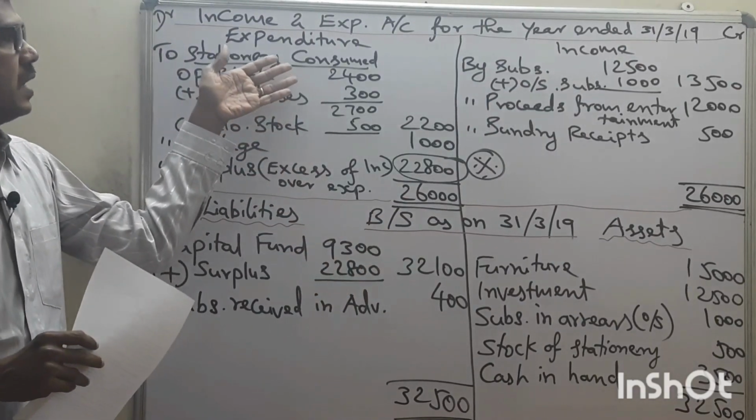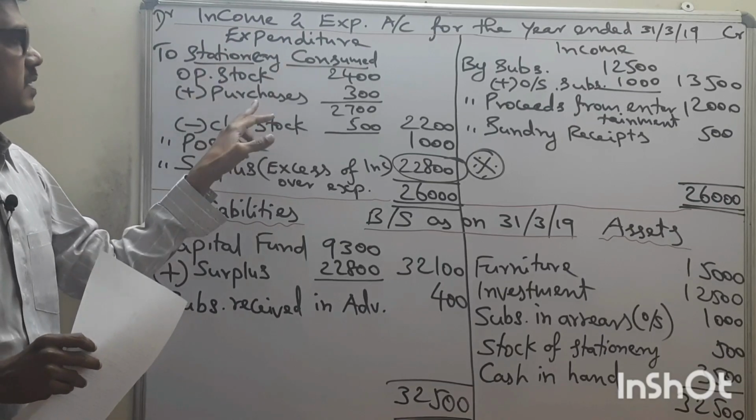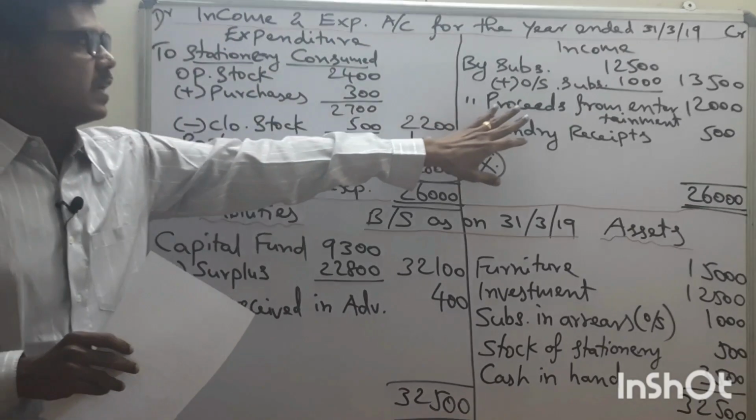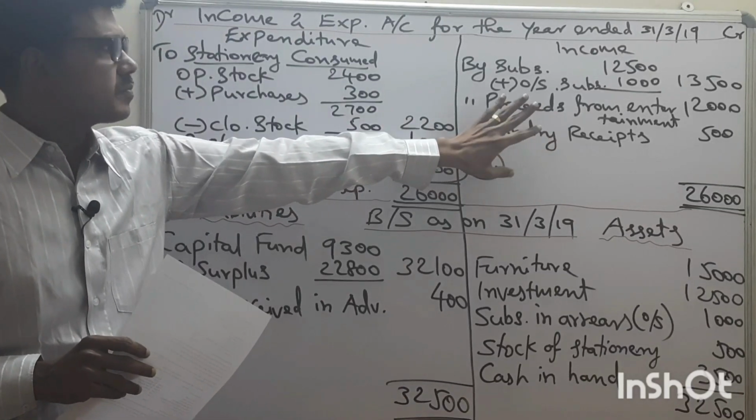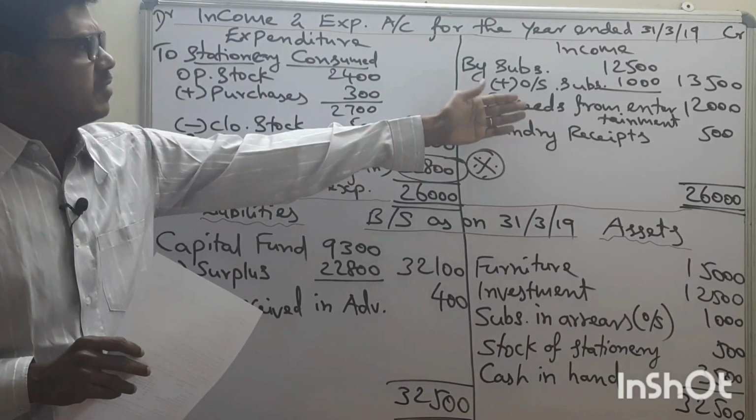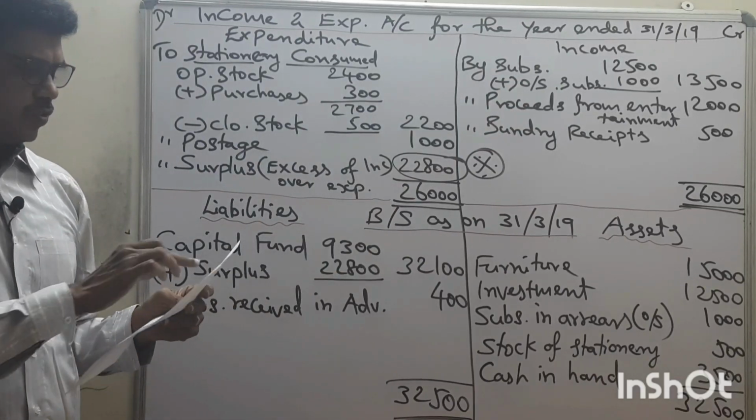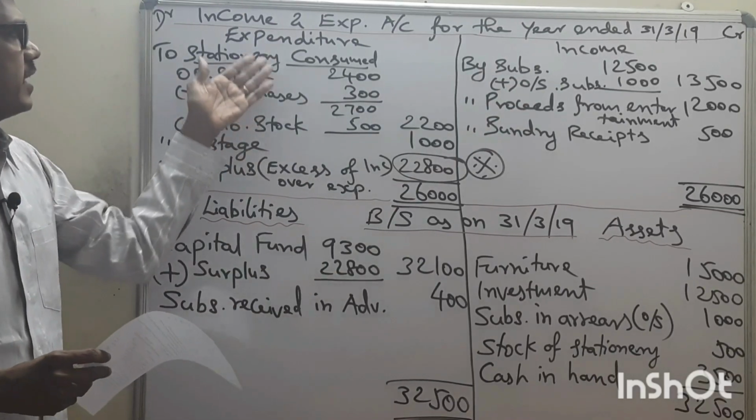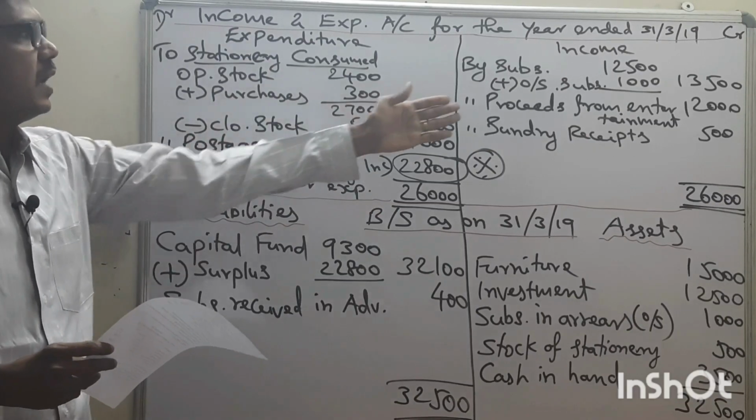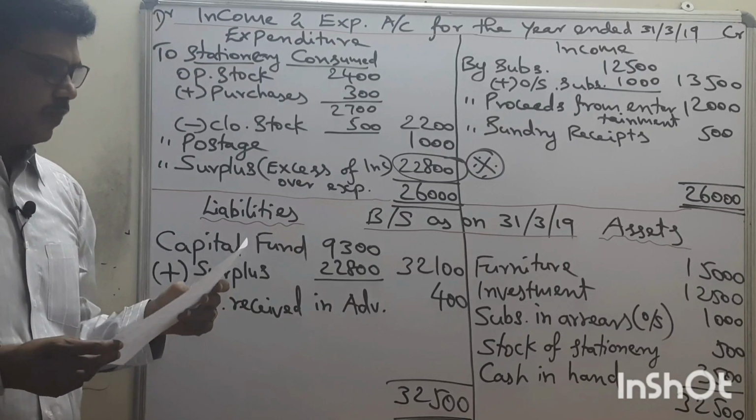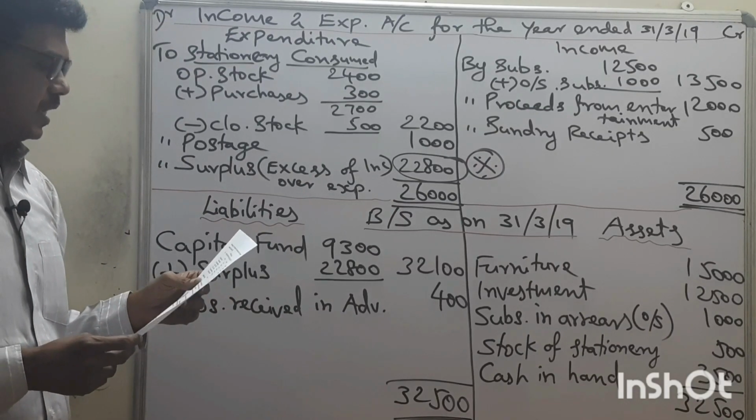We are going to record all the expenses and losses in the debit side. This side is called the expenditure side. The credit side is called the income side. We are going to record all the incomes and gains. First we should see, right? All expenses and losses must be debited, and incomes and gains must be credited in the income and expenditure account.